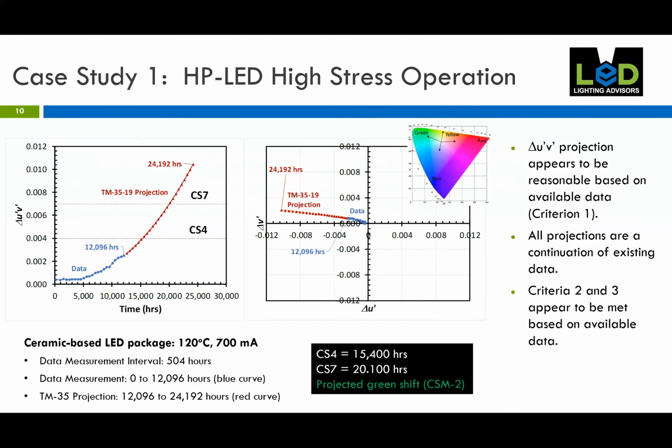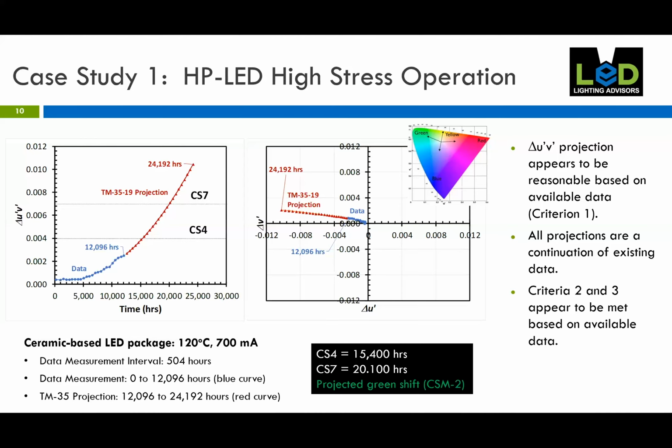The first case study is of a high power LED under high stress operation. This LED was first tested at 700 milliamps and 120 C for 12,000 hours of actual operating life, and that's the blue curve, both in the left and the right plot. The data was then input into the TM35 DCA model, and the behavior was projected to 24,000 hours, or the red curve. On the left, you see the chromaticity magnitude shift, and on the right-hand side, you see the actual u', v' coordinates, or the direction of the chromaticity shift.